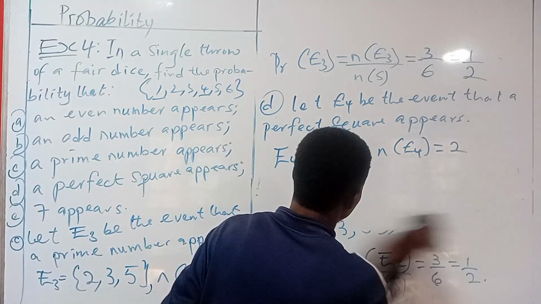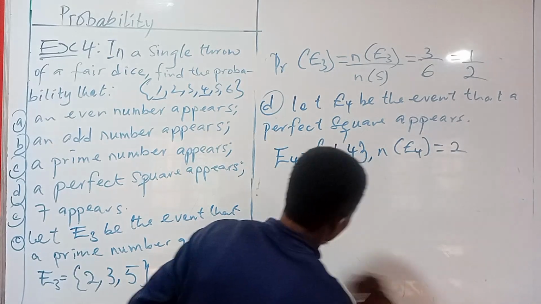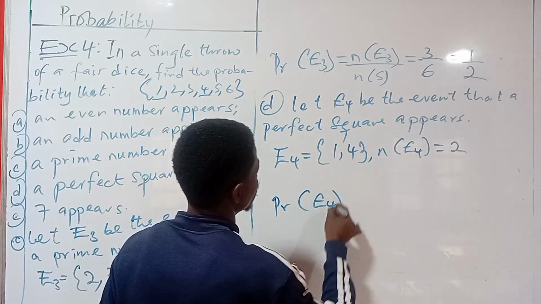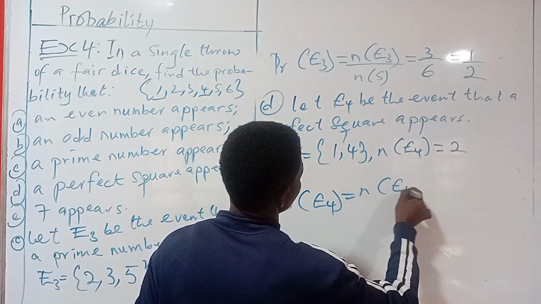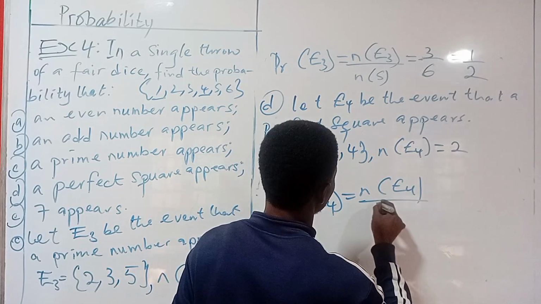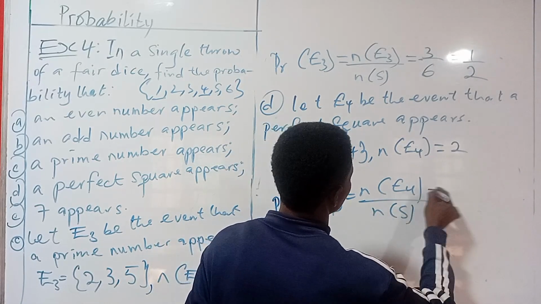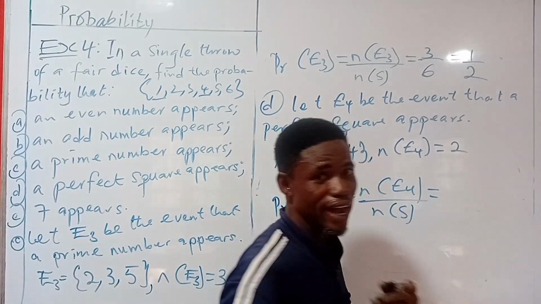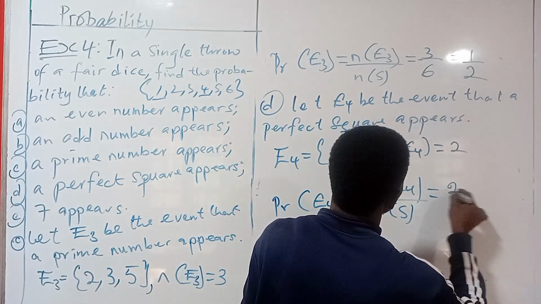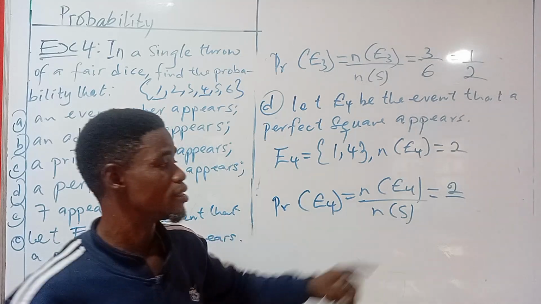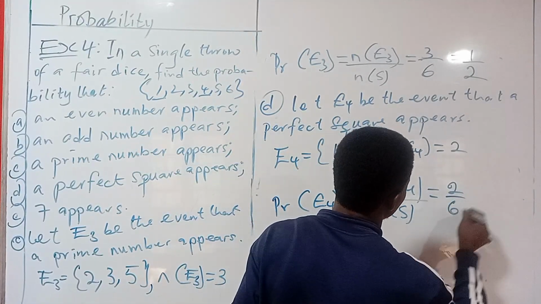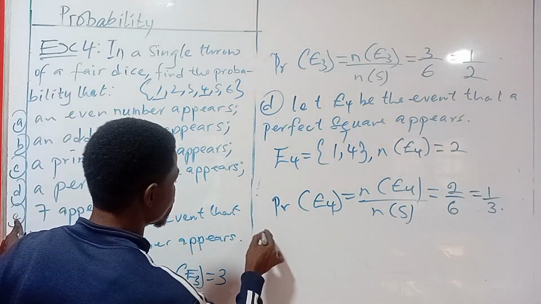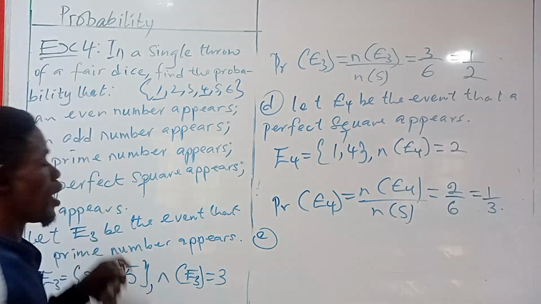Then the probability of this is going to be P of E4 equals n of E4 over n of S. Don't forget that n of E4 is the required outcome, which is 2. Then n of S is the possible outcome, which is 6. Therefore, this one will be 1 over 3. Then the last one is E. 7 appears.